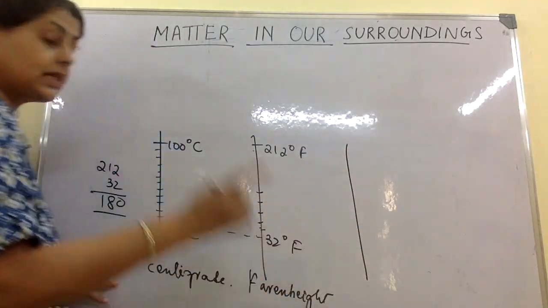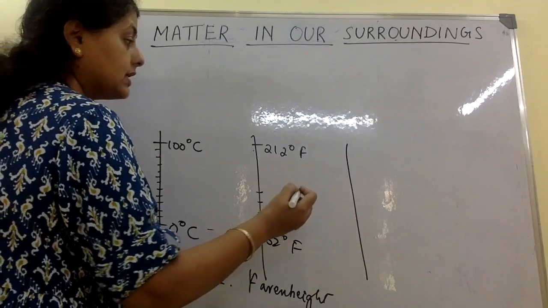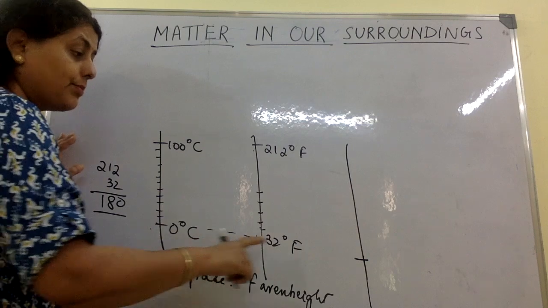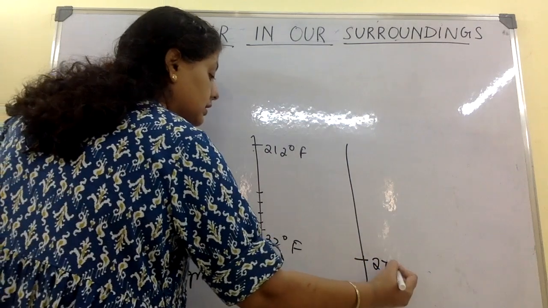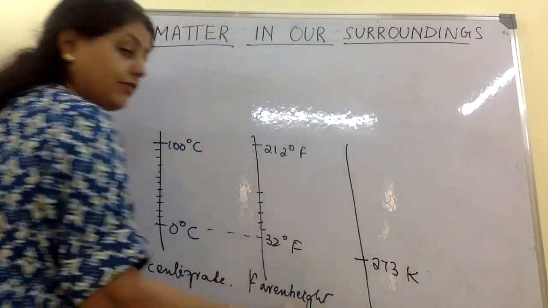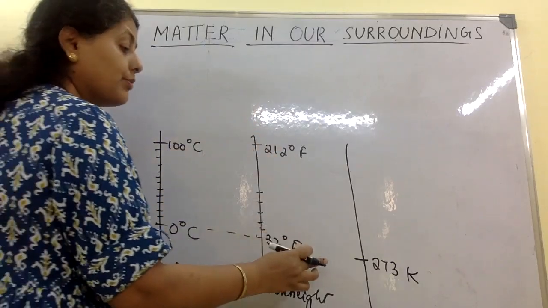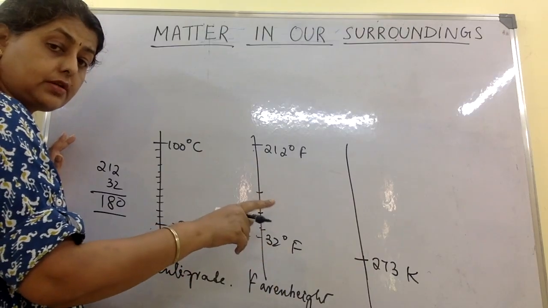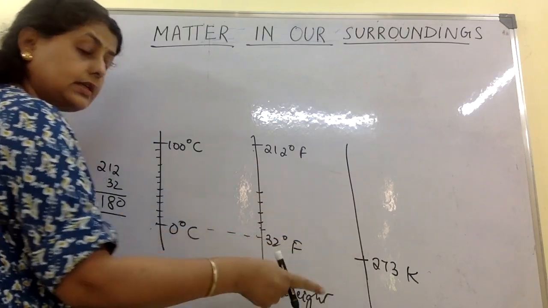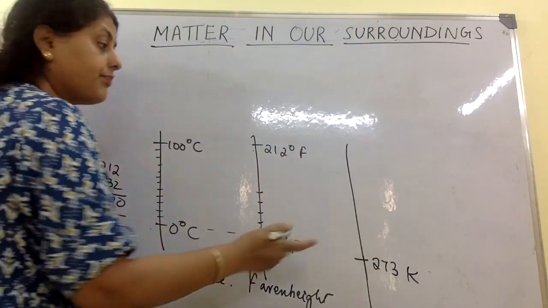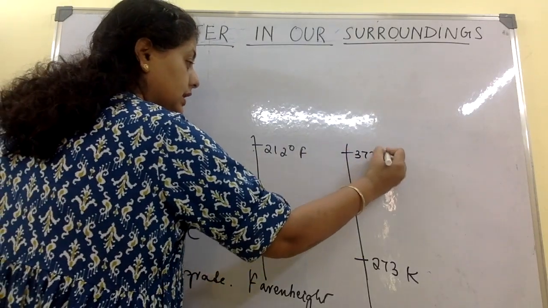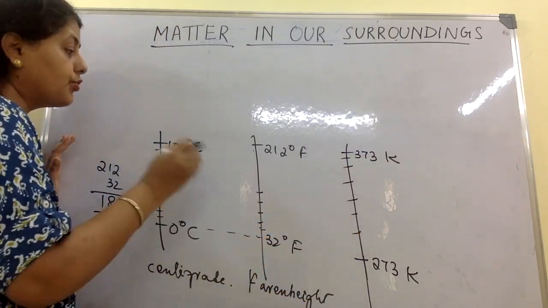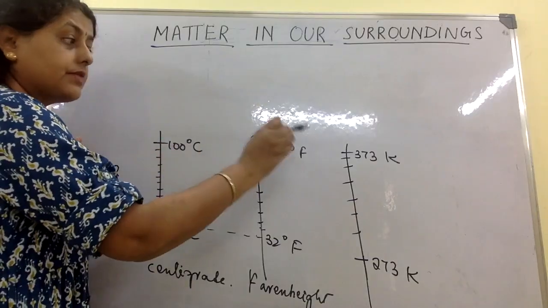Okay, let's talk about the Kelvin scale. Now our 0 degree centigrade becomes 273 Kelvin. For Kelvin we don't put a degree, because minus 273 degrees centigrade was 0 Kelvin. So 0 degree centigrade is 273 Kelvin, and here it is 373 Kelvin. Here I can cut it into 100 parts. So the boiling point of water in Kelvin is 373 Kelvin.